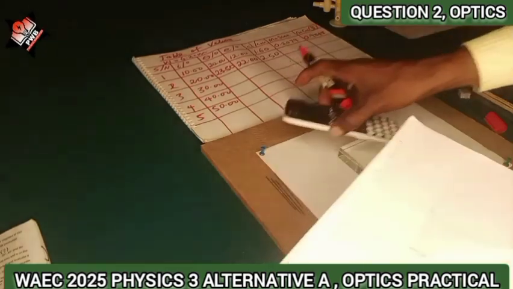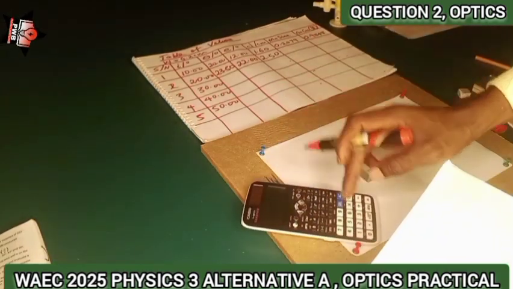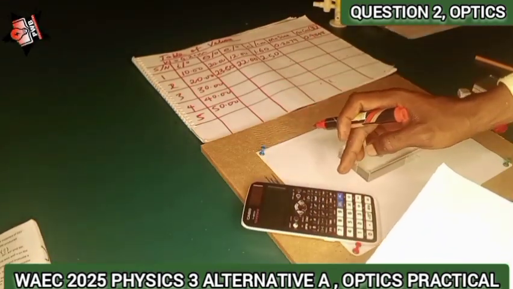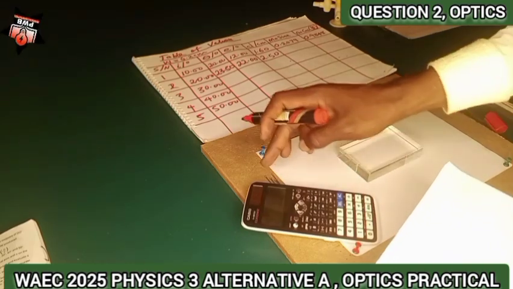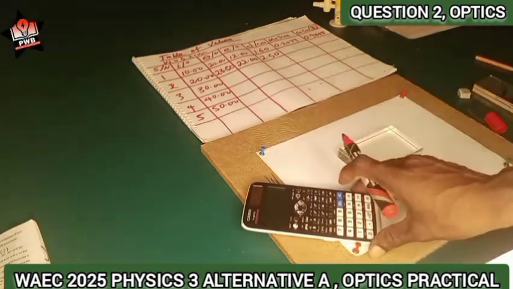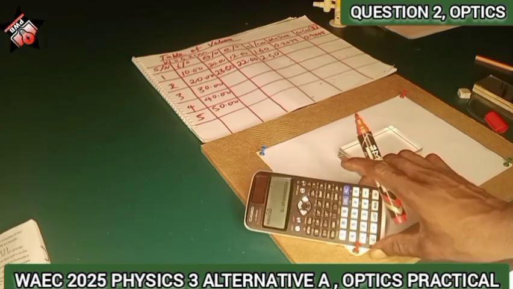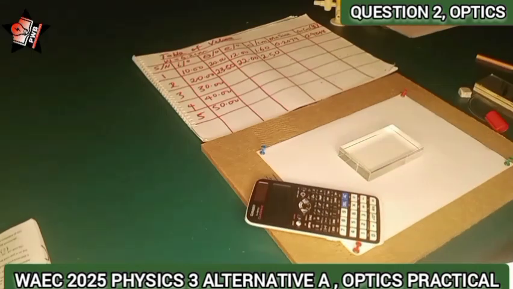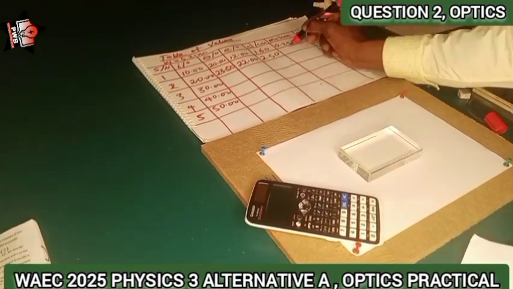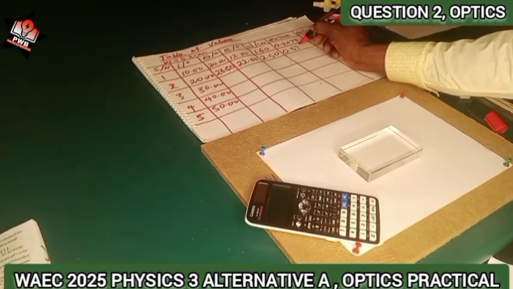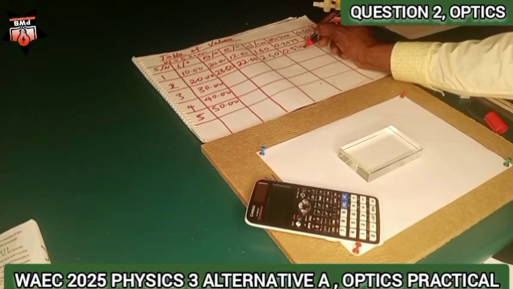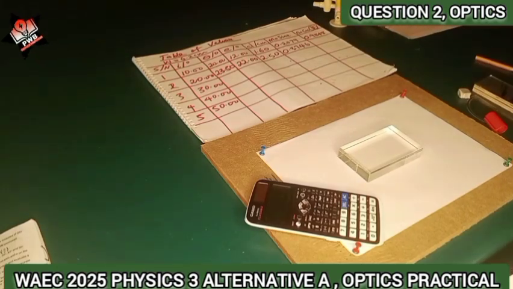Sine E, sine E meaning sine 22, good. So we record to follow this mark places, 0.3746.